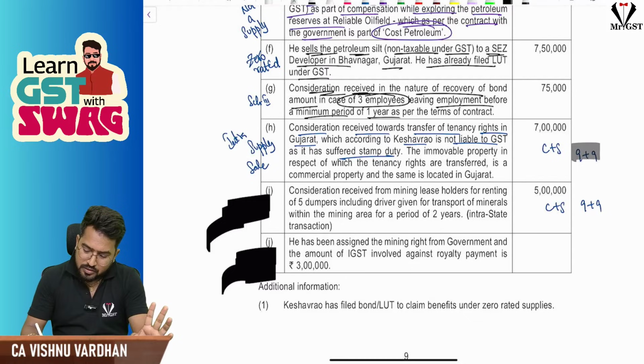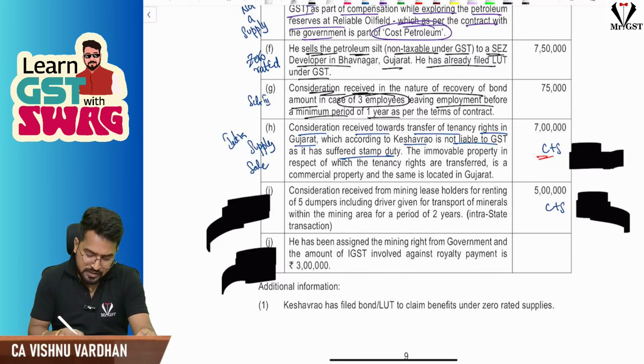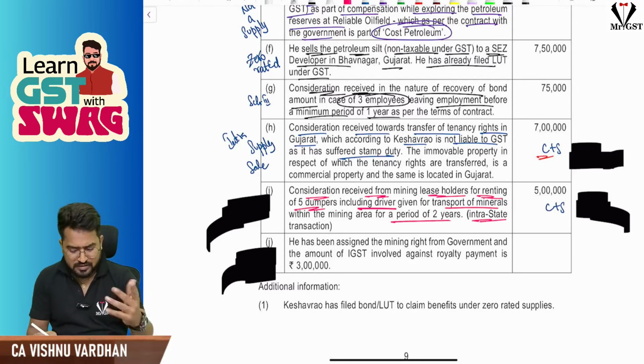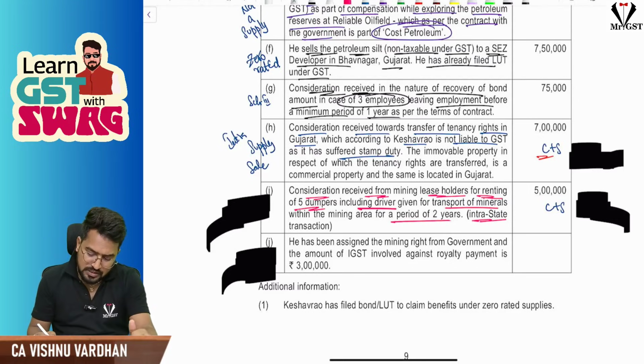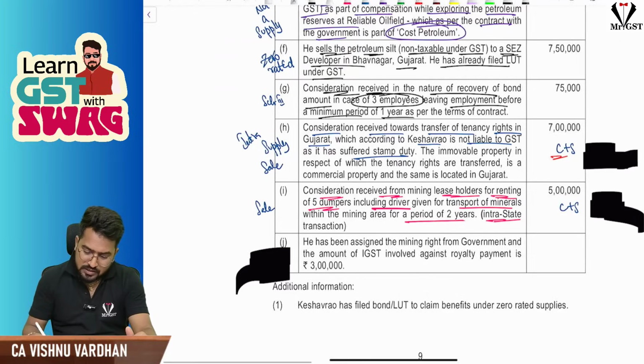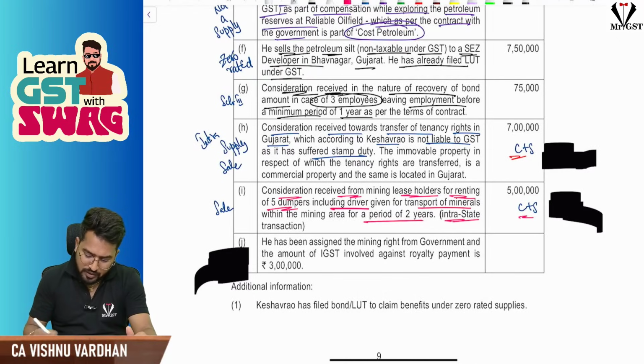So CGST, SGST will come into picture. Next, if you see, consideration received from mining license holders for renting of 5 dumpers, including a driver for transporting the minerals, for a minimum period of 2 years. This is an intrastate transaction. This is a sale, consideration received means sale. So this is an intrastate sale, right? So yes, CGST and SGST will come into picture again. You know this.